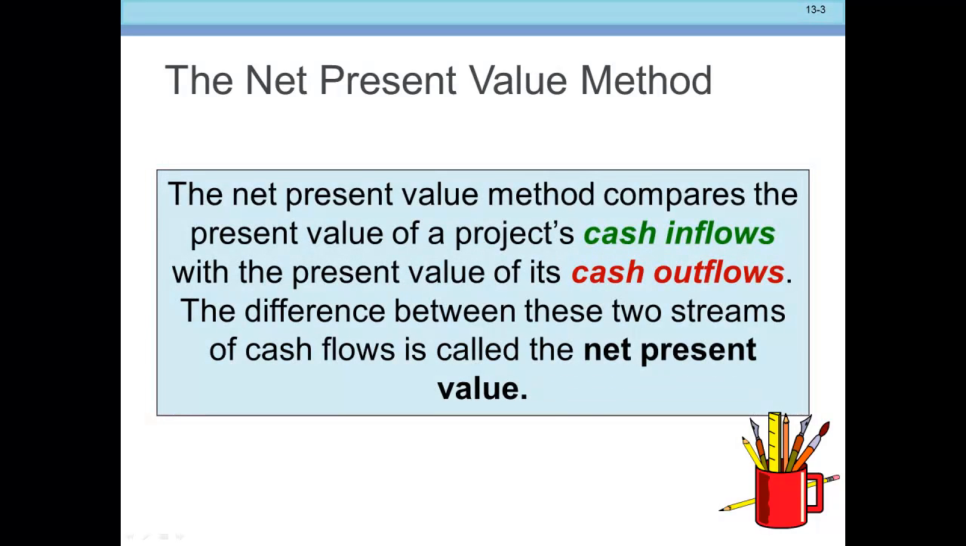The net present value method compares the present value of a project's cash inflows with the present value of its outflows. That difference is called the net present value.